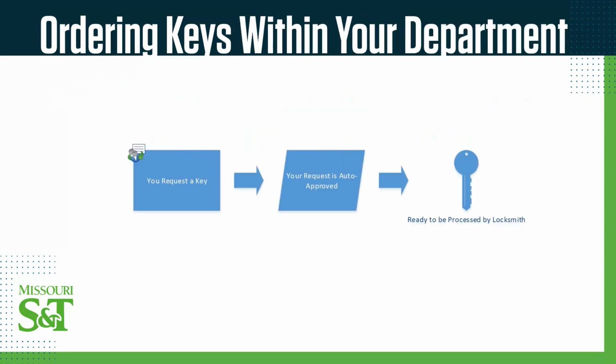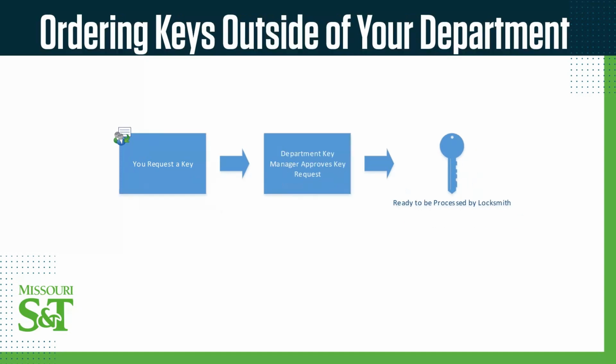Now, ordering keys within your department, you request the key, and then your request will be auto-approved. So it's just 2 steps right in a row. And once it's auto-approved, it's ready to be processed by the locksmith. If you're ordering keys outside of your department, you request the key, and then the department key manager approves the key request. And then once they approve it, then it's ready to be processed by the locksmith.